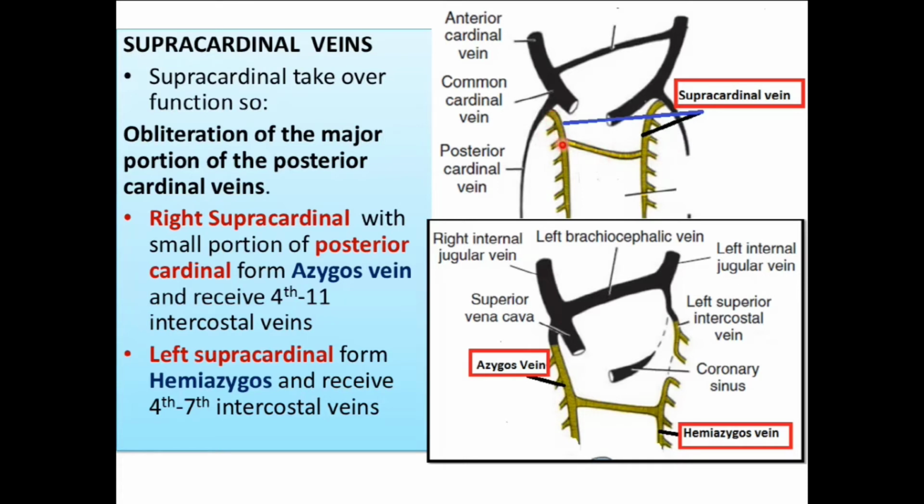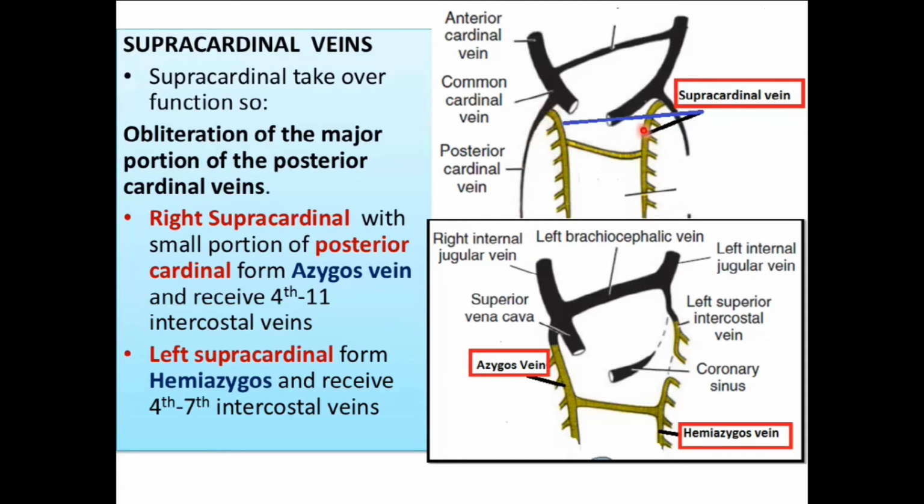Now on the right hand side, the right supracardinal will form the azygos vein, and if you remember, we talked about the root of the azygos vein, that the root of the azygos vein is formed by the posterior cardinal vein, its part which is in communication with the common cardinal vein. This small part will form the root of the azygos vein, and the rest of the posterior cardinal is obliterated.